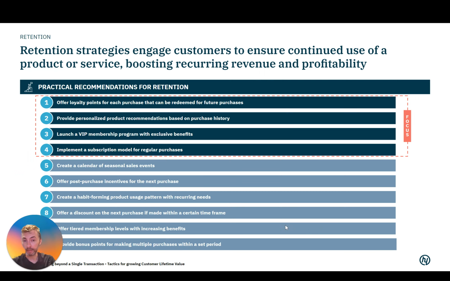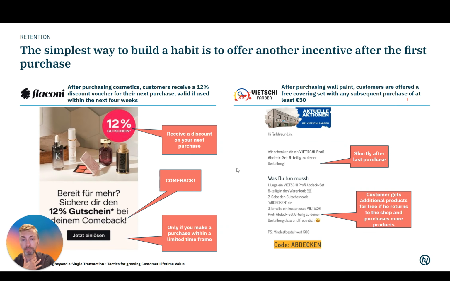Retention is obviously one of the most important topics in your strategy to boost CLV. If you want to boost CLV, right, we've seen acquisition tactics here. Now retention tactics and monetization tactics are likewise important. In the retention field, these can be loyalty points, personalized recommendations, VIP memberships, or subscription programs for regular purchases.